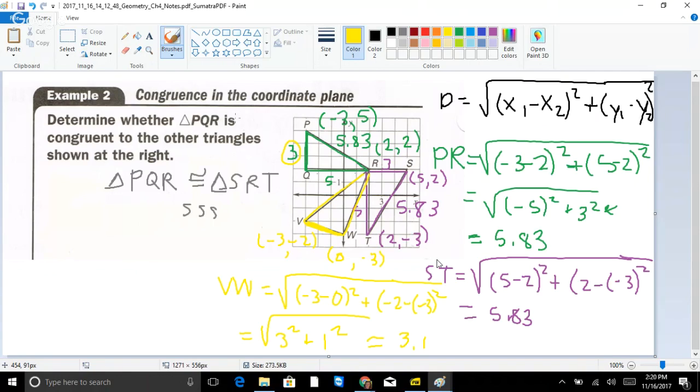So this is kind of as complicated as it gets as far as side. Again, the idea of side is pretty easy. Sometimes we just have to use the distance formula to find our sides.